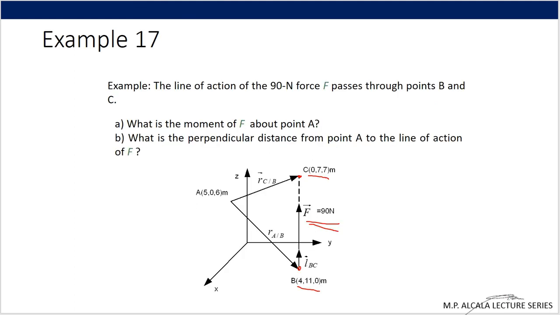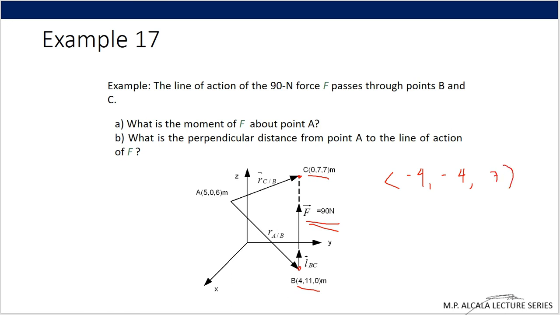And multiplying it by the total magnitude, okay? So the differences: 0 minus 4 will be -4, 7 minus 11 will be -4 also, and finally 7 minus 0 will be +7.